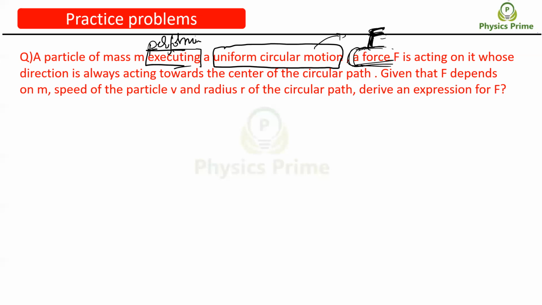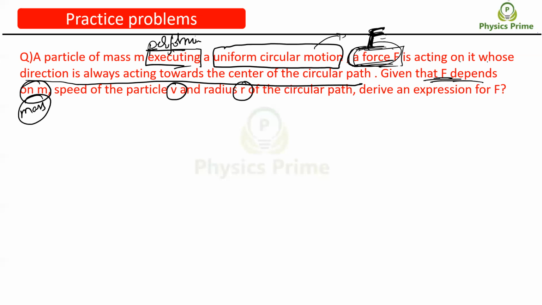Let us see. Force F is acting on it, whose direction is always towards the center of the circular path. This is the concept. But the point is how that force varies. The force depends upon m, the mass of the particle, the speed of the particle, and the radius. You don't know the concept of centripetal force, but what you know is that force depends upon mass, speed or velocity, and radius. Do you know how it will depend? No, right?